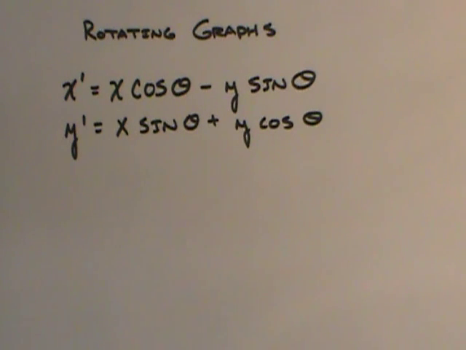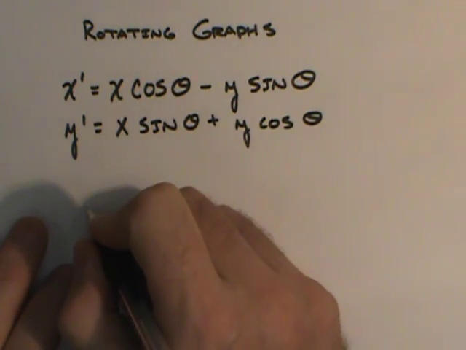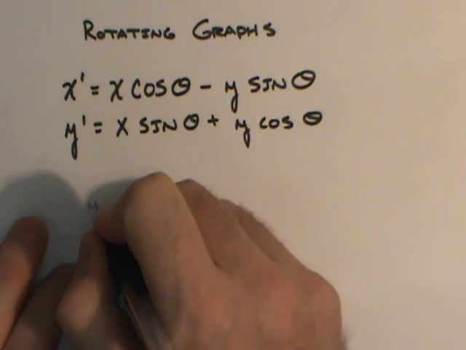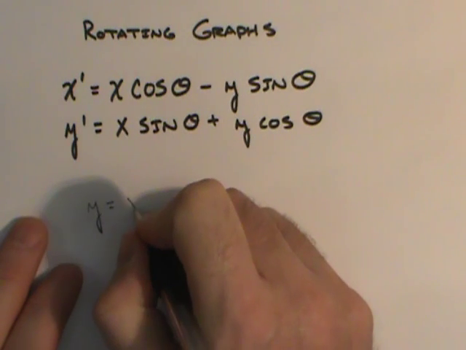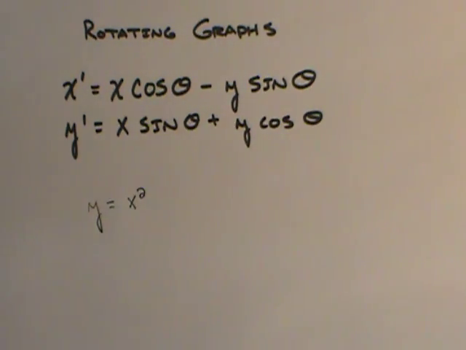Now, I'll give you an example and try to explain this in the best detail that I can. So, first off, we'll keep it real simple. We'll say we have y equals x squared. If I have y equal x squared and I want to rotate it, say, 15 degrees.